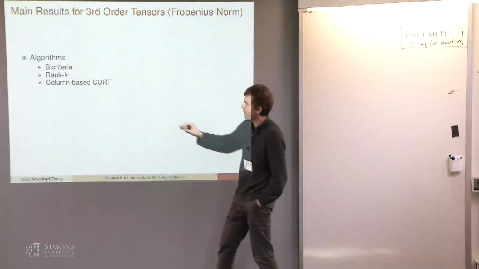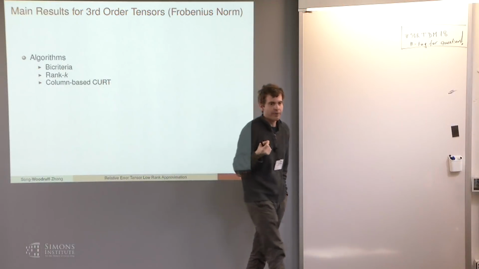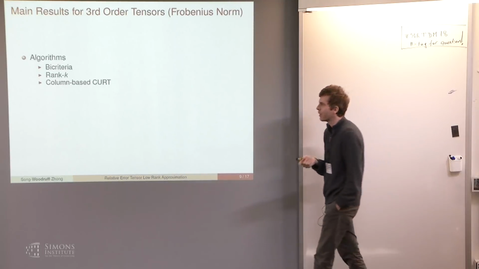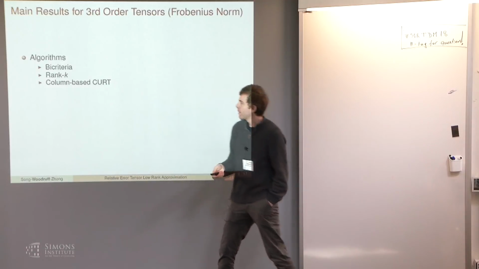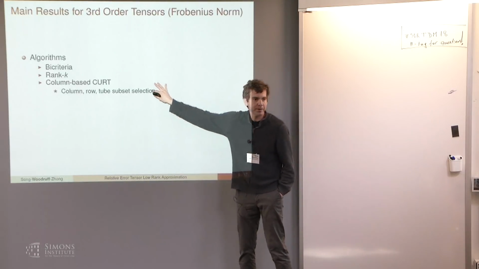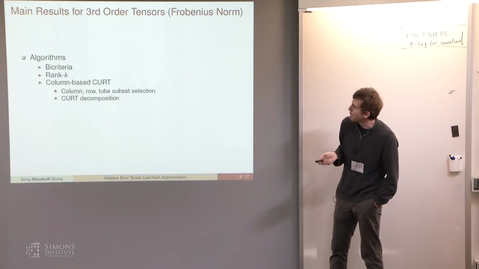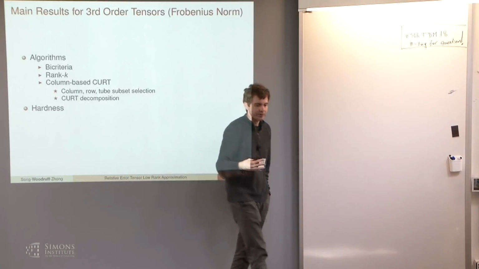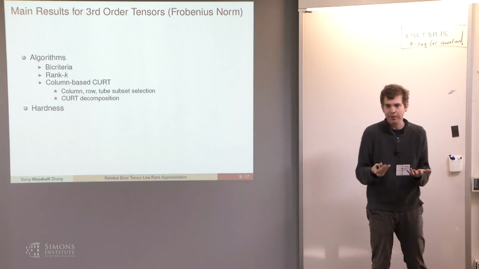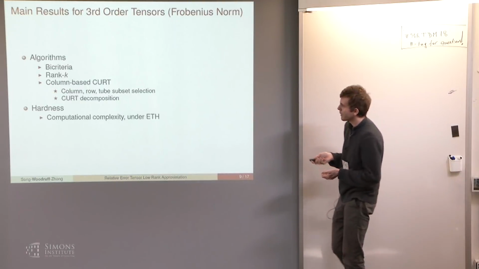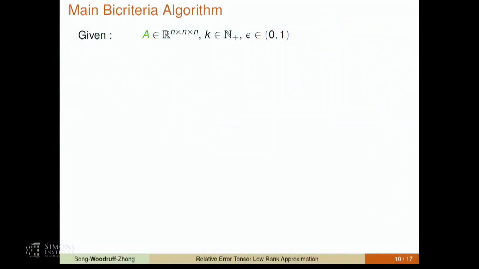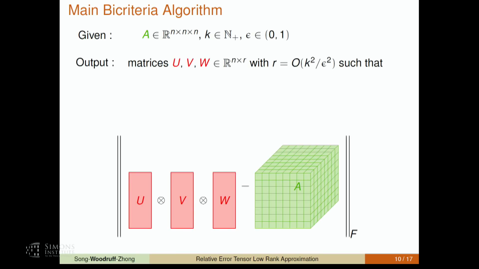We'll also give a special kind of algorithm. If you're familiar with column subset selection algorithms for low rank approximation of matrices, we'll give the analog for tensors. These are called column, row, and tube subset selection algorithms. And we'll also mention some computational hardness, which shows that some of the terms in our algorithm are actually necessary. Let me first mention the main bicriteria algorithm, again focusing on third order n by n by n tensors. What we can show is the following.